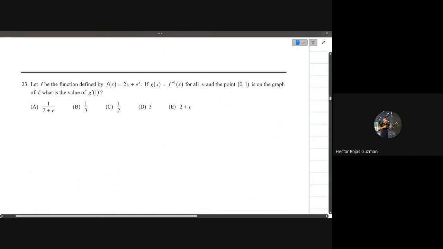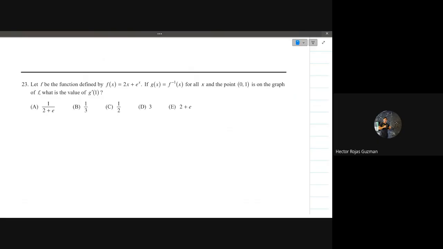F is the function defined by f of x. G of x is the inverse, and the point (0, 1) is on the graph of f. What is the value of g prime? Okay, some of you already asked me about a question like this. When the functions are inverses of each other, f of g of x is equal to x, and g of f of x is also equal to x.